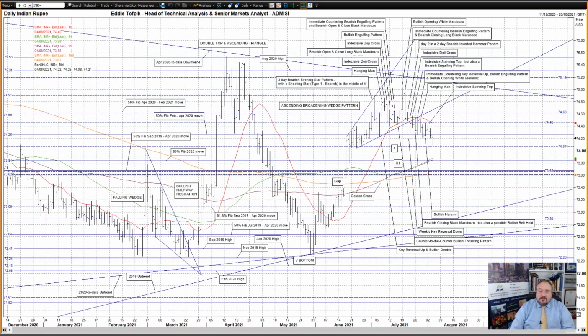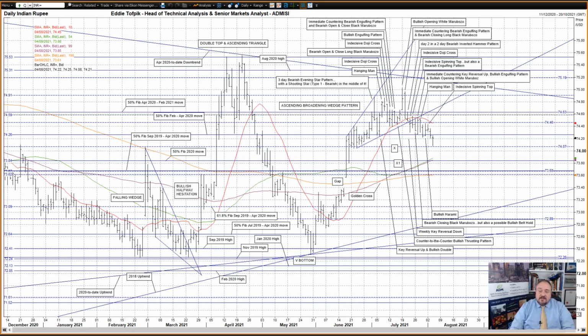US dollar against the Indian rupee. A bearish black crow yesterday, but that's not the full story. Yesterday had a lower open, almost a gapping lower open, with then a fresh attempt at the significant 50% Fibonacci on the February to April move at 74.26. We ended up, importantly, closing below this 50% Fibonacci line and also managing to drop below the July low at 74.22.